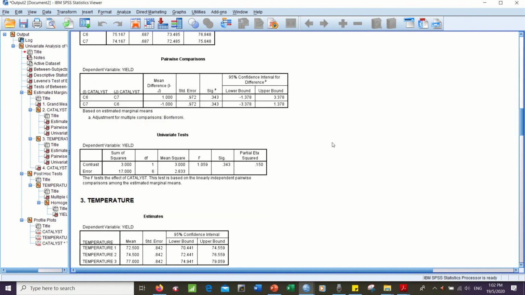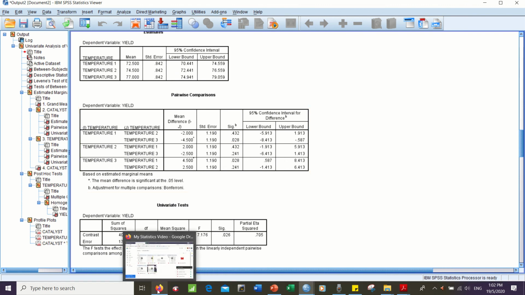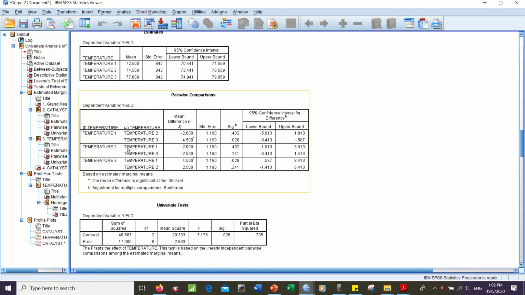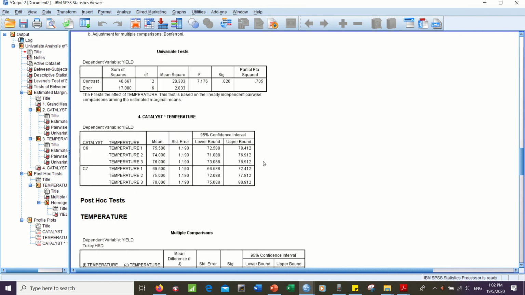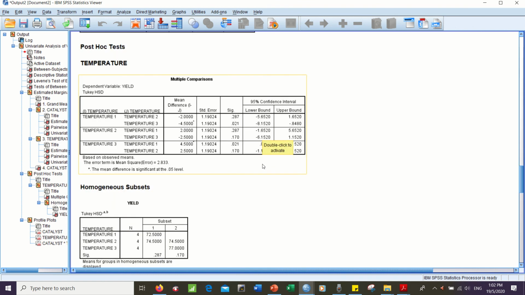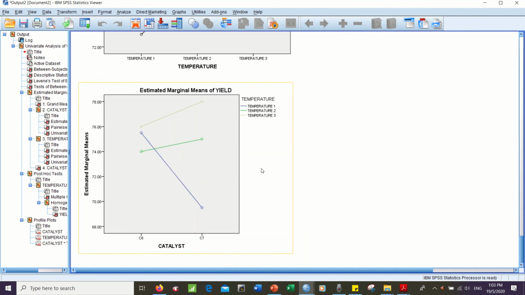So now we go to the pairwise comparisons. For catalyst, C6 versus C7 is 0.343. It doesn't make any significant difference. For temperature, if you look at temperature 1 versus temperature 2, it's not significant. Temperature 1 versus temperature 3 is significant, 0.0028. Temperature 2 versus temperature 3 is also not significant, 0.241. And then all the other things are repetitive of the part that we have already discussed. Okay, and that's about it.